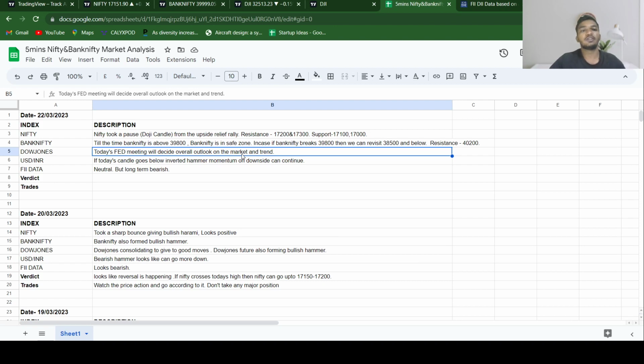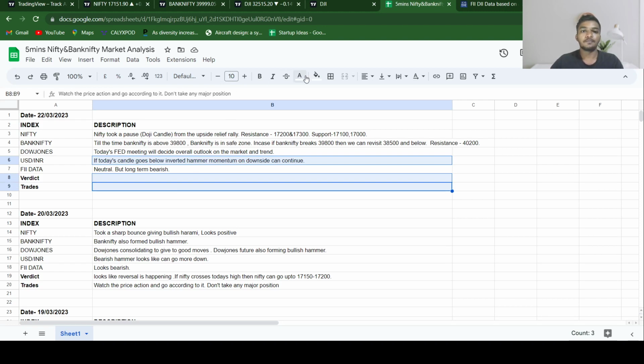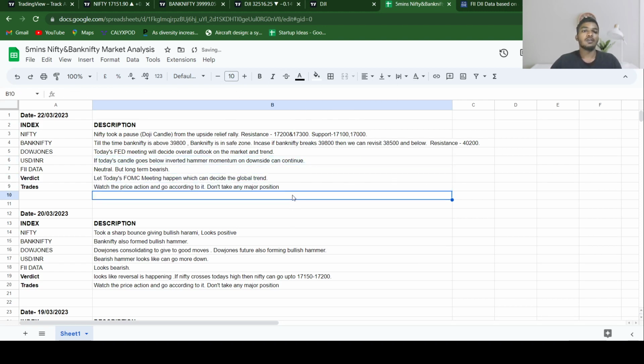For Dow Jones, today's Fed meeting will decide the overall outlook on the market. I guess it will be around 11 o'clock Indian market time. For USD-INR, if it goes below the inverted hammer, then we can see the downside continuing. FII data is neutral for today, but long-term bearish. So, verdict: let today's FOMC meeting happen, and that will decide the outlook of the global trend. Then watch the action and plan accordingly.